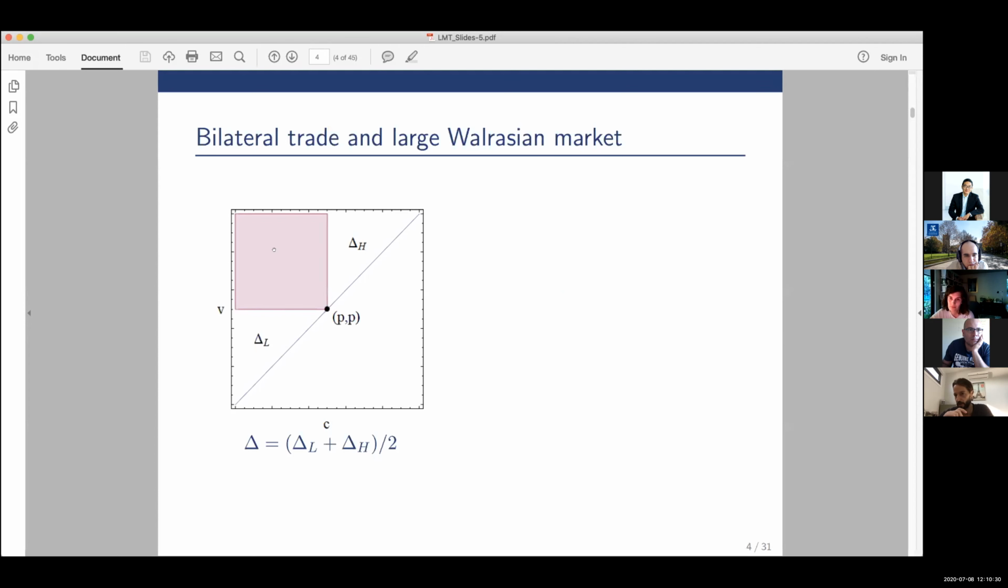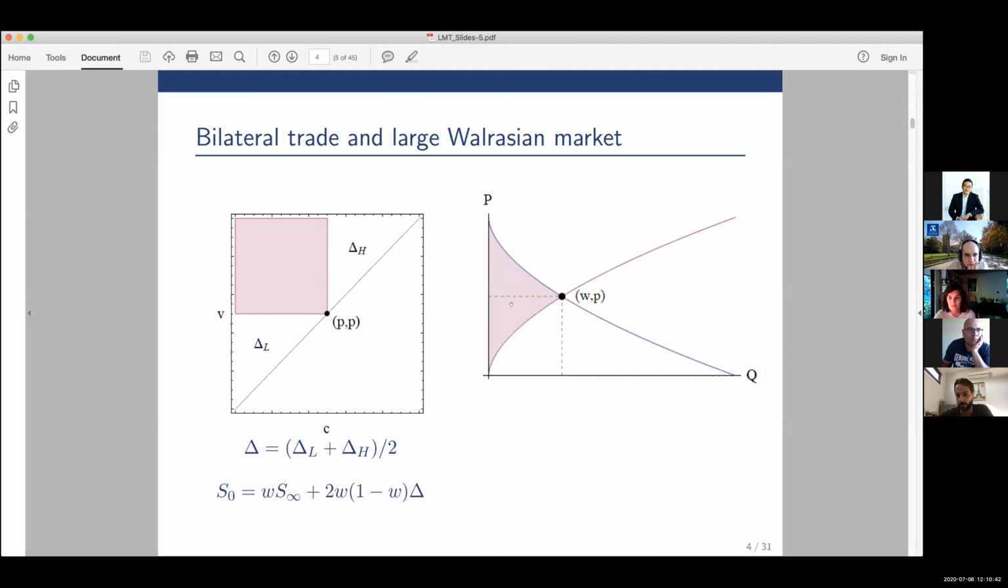So the square is where the buyer's value is above P and the seller's cost is below P. And P is the limit valuation price. If you think about the competitive equilibrium with a continuum of traders present, P would be the market clearing price.